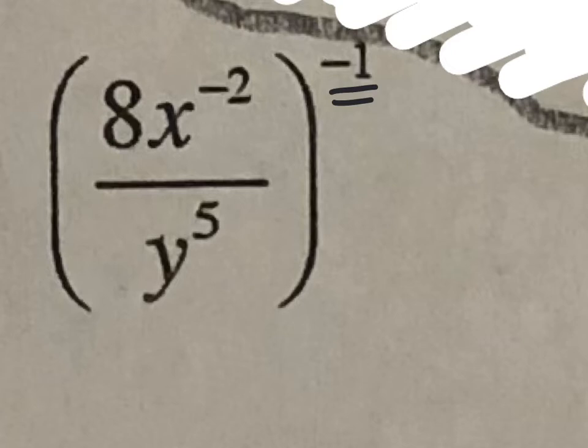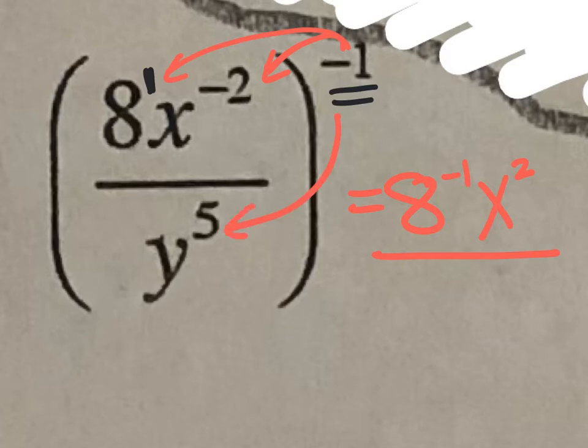I am going to put a 1 here above the 8, and I'm going to distribute this negative 1 to every exponent. So I end up getting 8 to the negative 1, x to the positive 2 over y to the negative 5th.